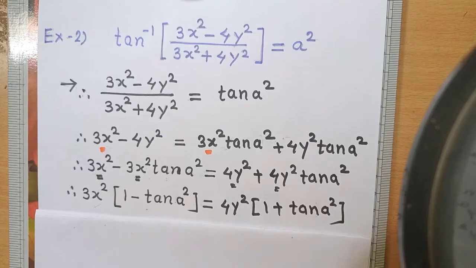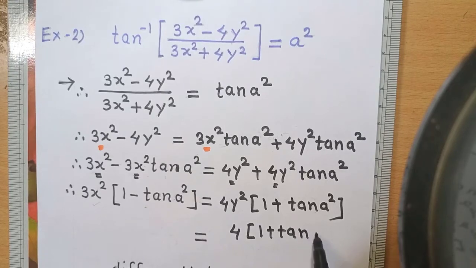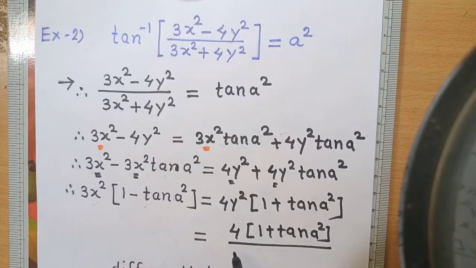So in the next step we will take all constants on RHS. So we have here this is 4, and here 1 plus tan of a square, and in the denominator 3 and this bracket.